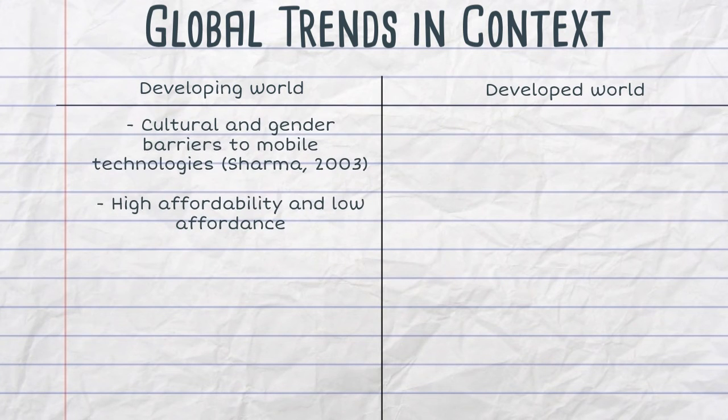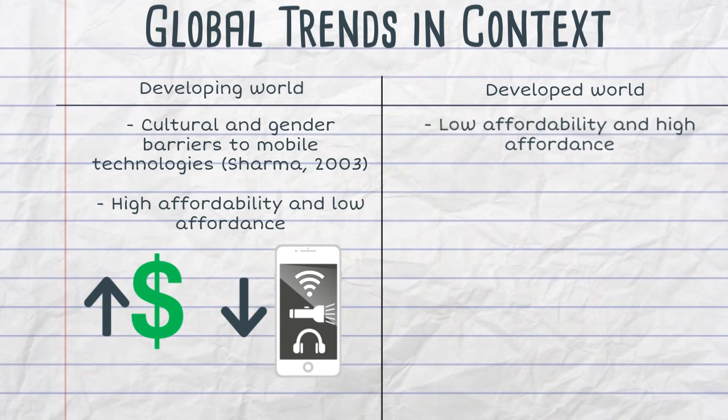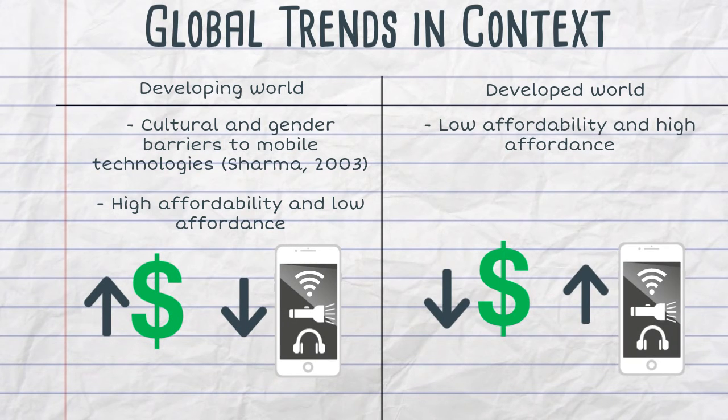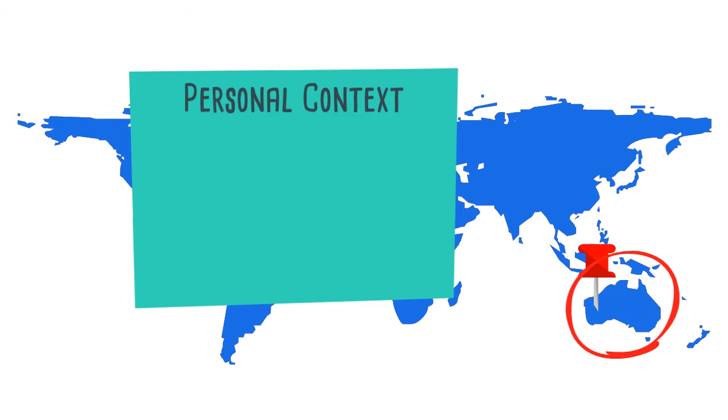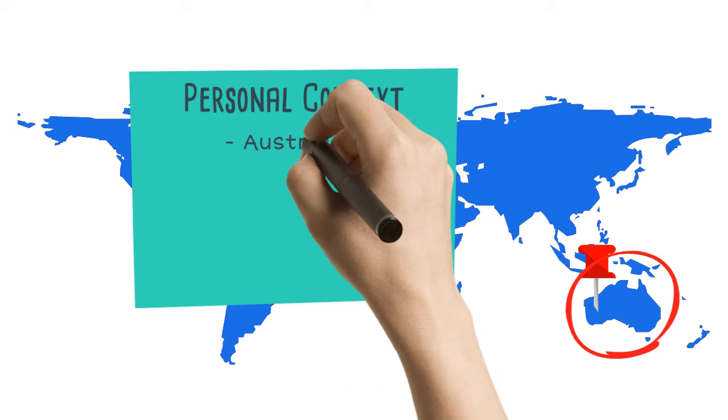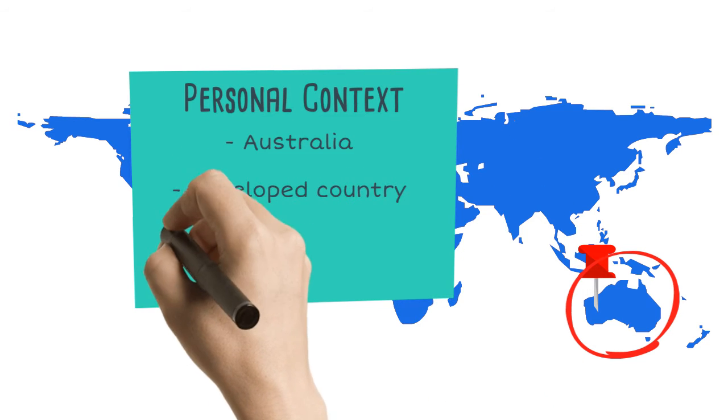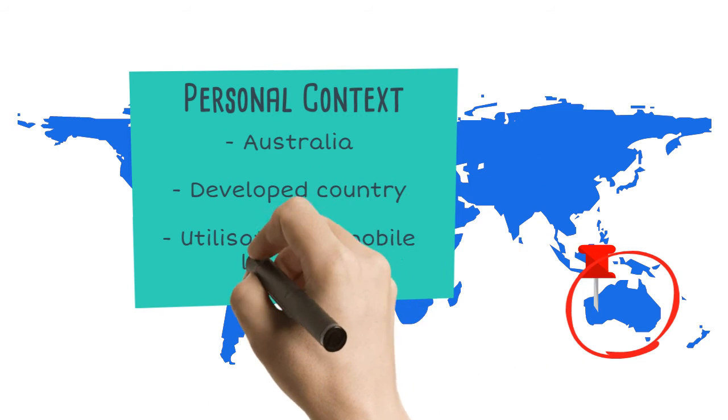Due to cultural and gender barriers, the developing world has high affordability and low affordance, whereas the developed world has low affordability and high affordance of mobile devices. I'm from Australia, which is a developed country. The low affordability and high affordance of mobile devices in this developed world context is what has led Australia to utilise mobile devices in classrooms for the purpose of education.